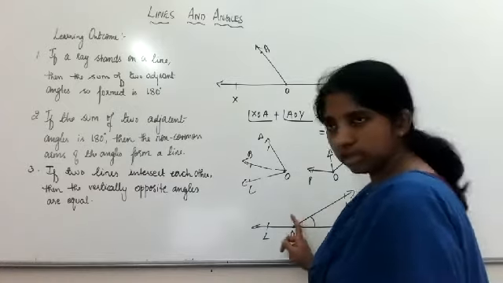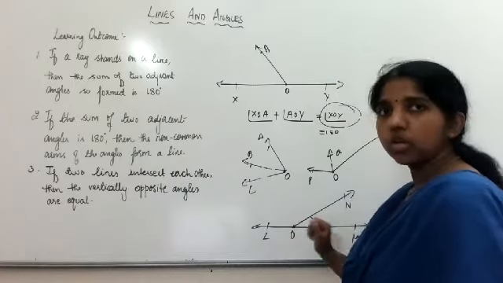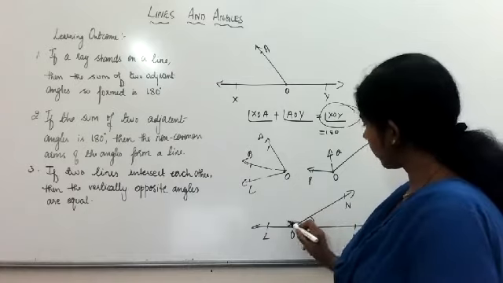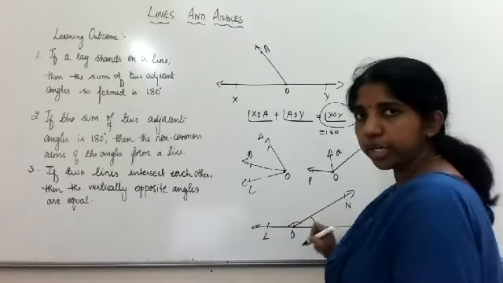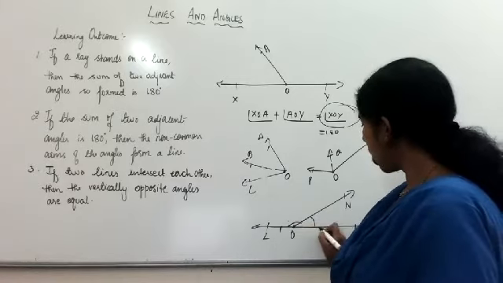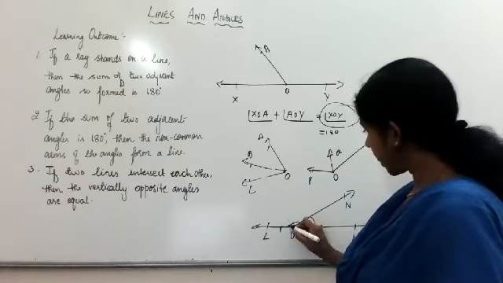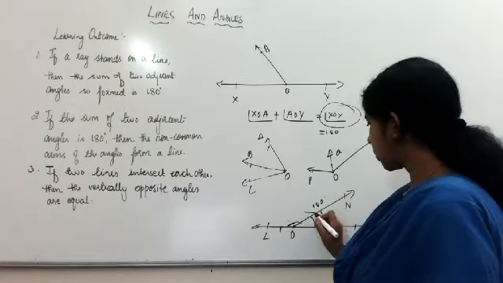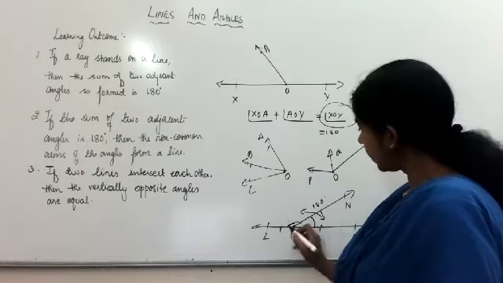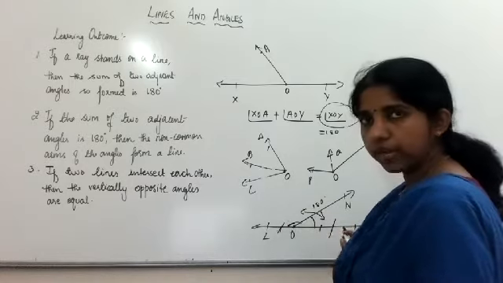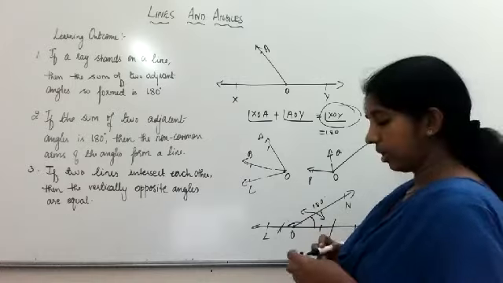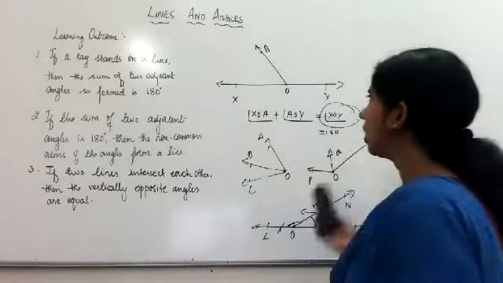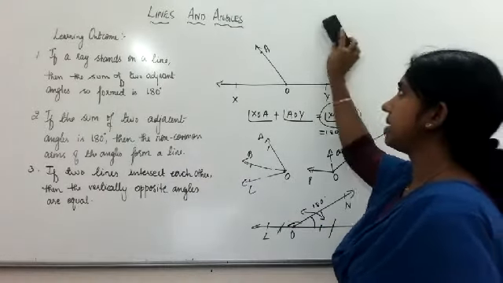Now this one: you have drawn a ray on it, so the sum of these two adjacent angles will be 180. You can measure and check. If this angle plus this angle gives 180 degrees, then these two non-common arms form a line. You can draw it and measure and check practically. So these are the axiom and its converse.